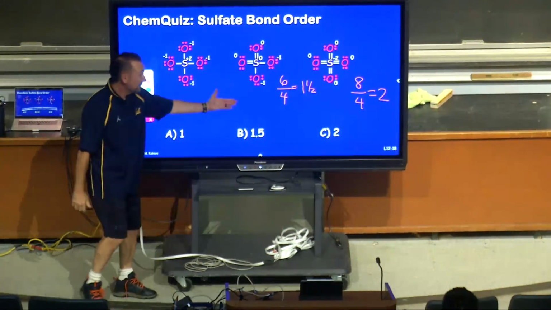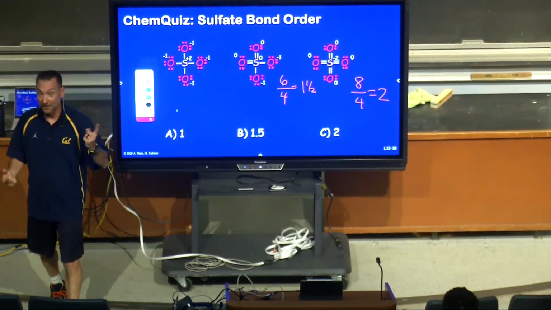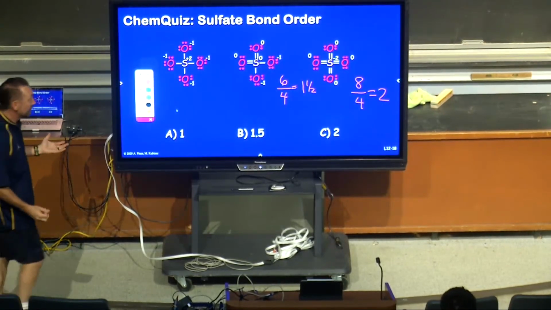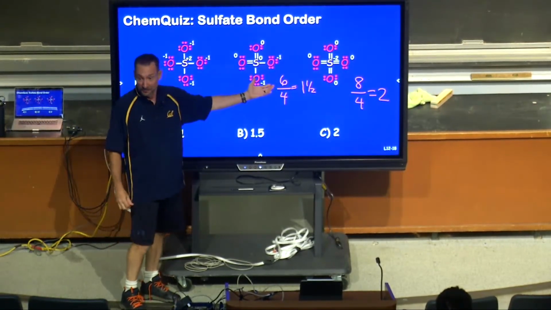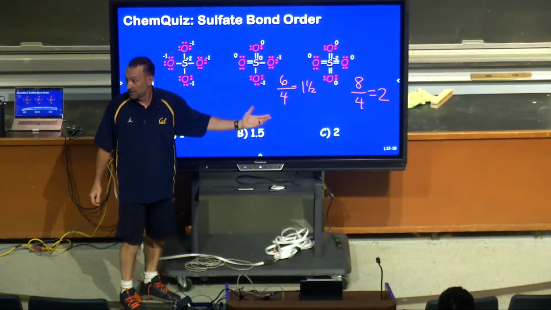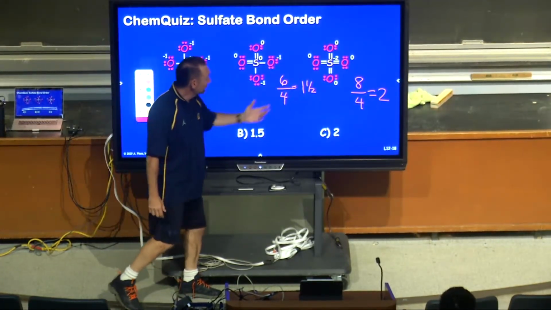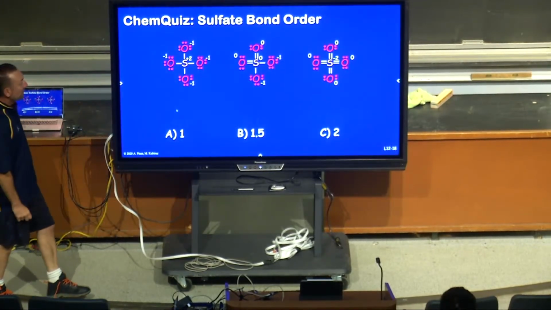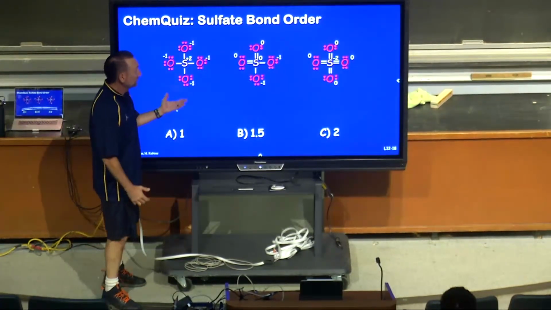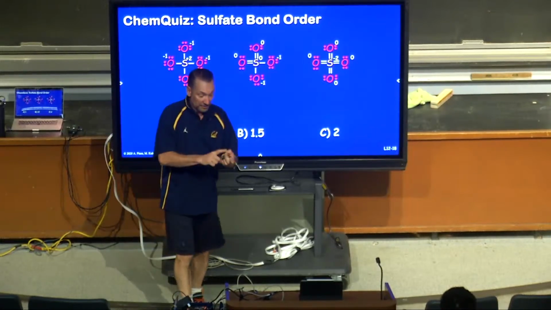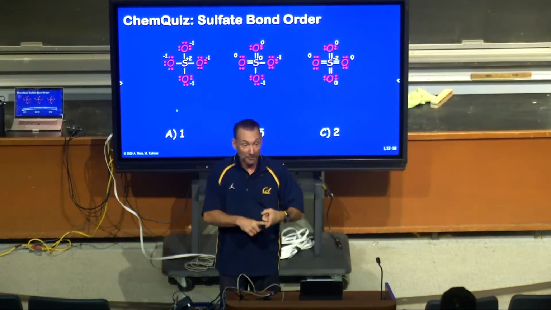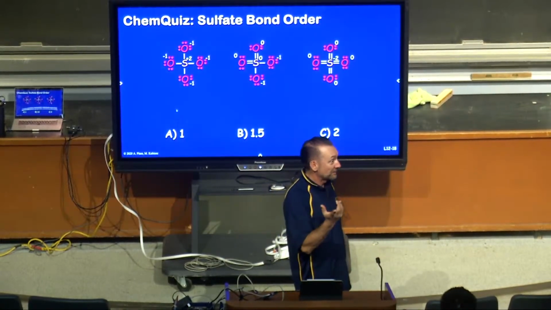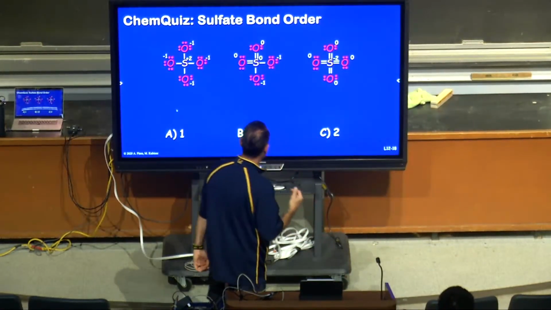So I can do that, but the question is, what is it in sulfate? It can be 1, 1.5, or 2. Which one should I choose? Which one is the correct one? And this is where we look carefully at the formal charges, and we just apply some rules. First of all, let's try to have the minimum number of formal charges. Let's not have charges all over the place. So that's our first rule we'd like to apply.